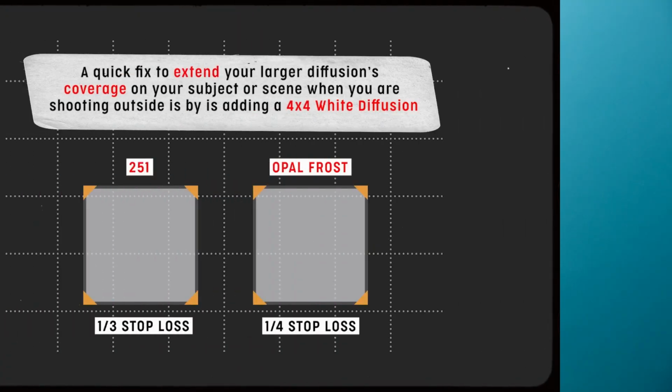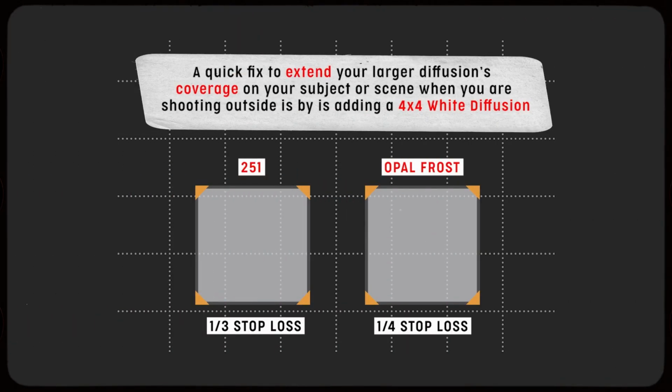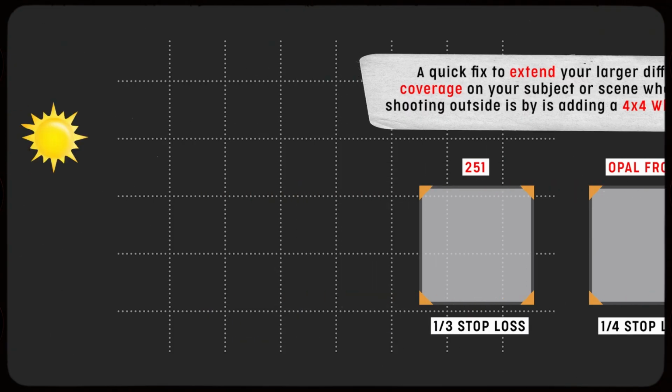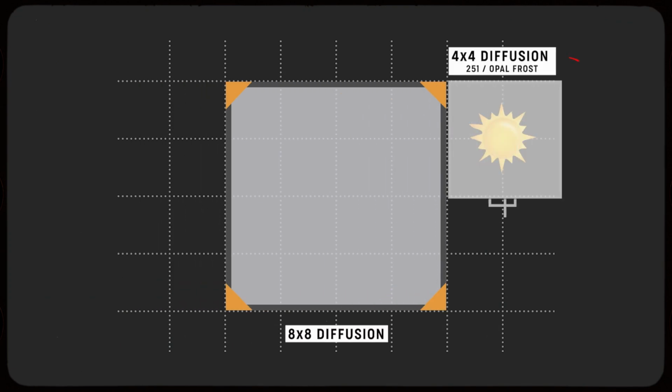The quick fix is to bring in a 4x4 white diffusion. We've touched on these earlier. A 251 or even lighter, an opal, which is even thinner than 251, just right next to maybe your 8x will usually do the trick. It yields the same effect on camera, at least, as highlight, and it's just a quick little fix.